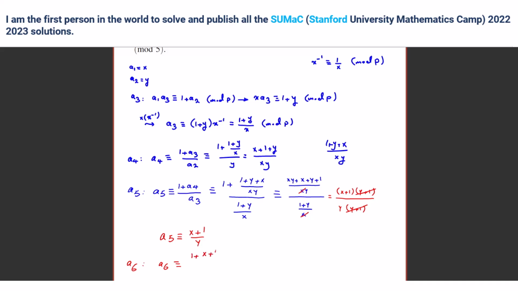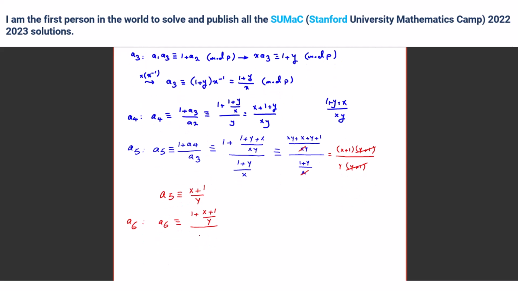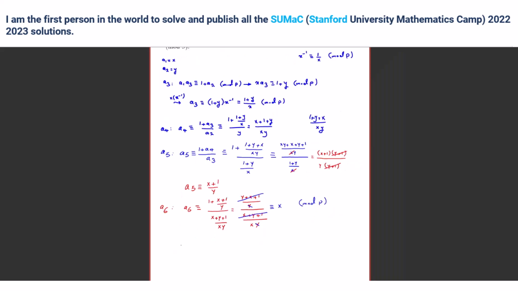Okay, let's check. 1 plus previous one over, the previous one was y plus 1 over xy. So it will be y plus x plus 1, right? All over x plus y plus 1 over xy. Now we can cancel this and this, so it is x, right? Good job. Now A7.